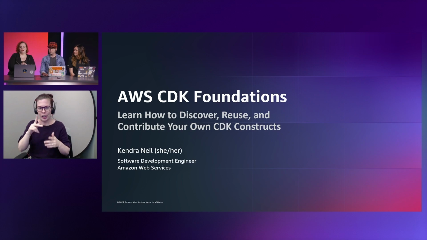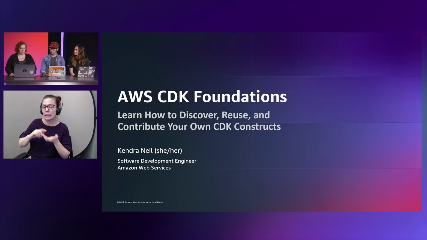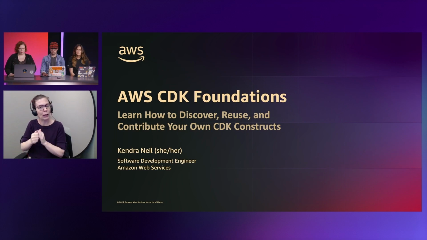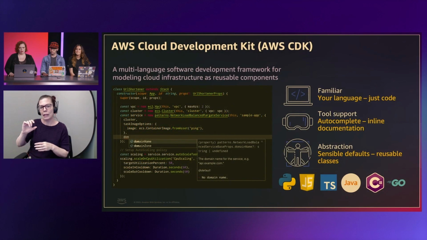All right. So I am going to briefly start with an introduction to the CDK, just to make sure that we're all on the same page, and then we'll talk about our wider ecosystem. We'll cover how to find constructs published by AWS and by the community, and how you can publish your own constructs using our toolchain. There we go. So if you've been watching for long, you have seen this image earlier today.